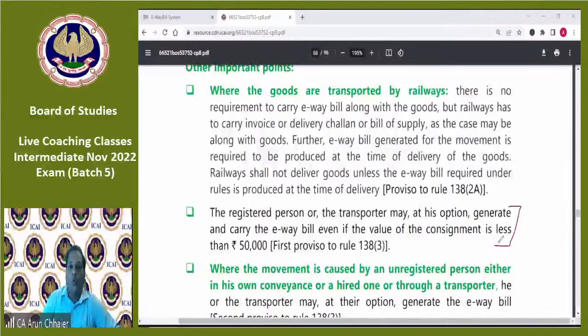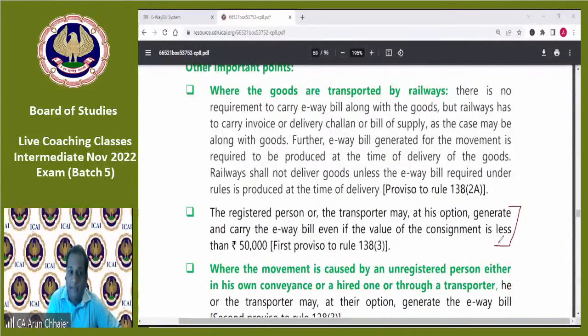Answer is no. You can make e-invoicing only when your aggregate turnover exceeds the limit prescribed. Otherwise, you cannot log into the e-invoice government portal. On a voluntary basis, e-invoicing is not permissible, but the e-way bill is permissible.